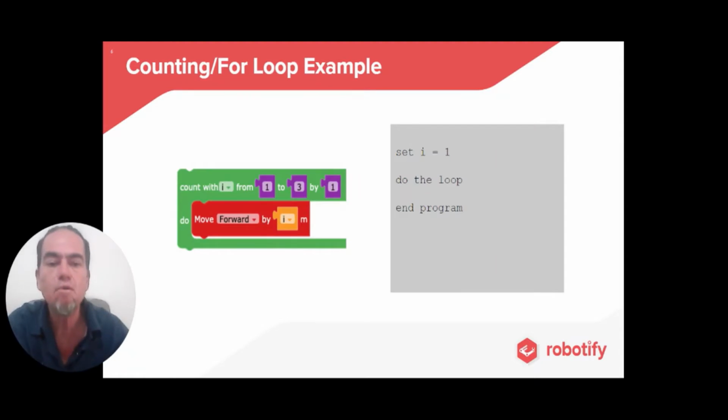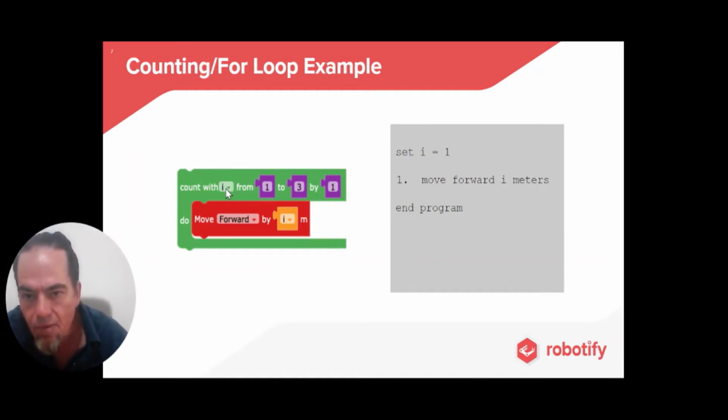I is just a label we put on the box to hold the counting number. When we call for I, we are asking the program what is in the box. The number in the box will change. You see, over here we've got I, and that's equal to 1. Now it's going to move forward by 1 meter on the first loop. On the second loop, it will be 1 plus 1. That means 2. So it will move 2 steps, and then 3 steps, and so on.